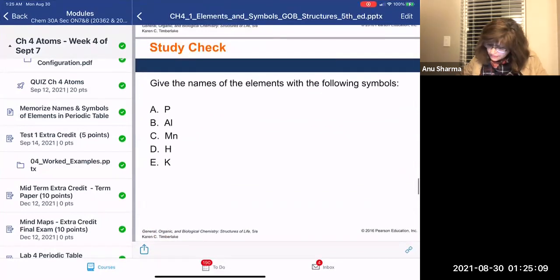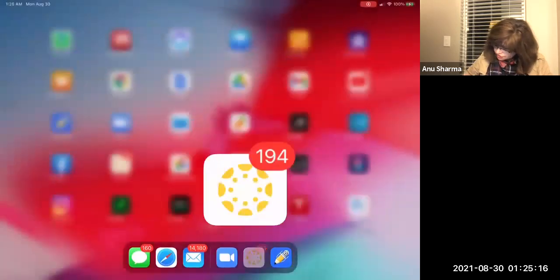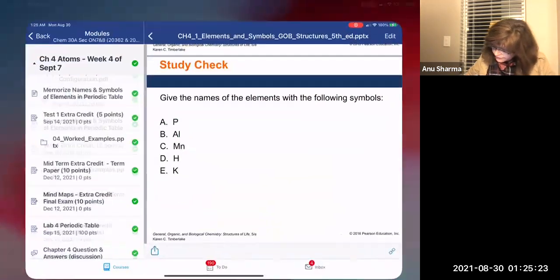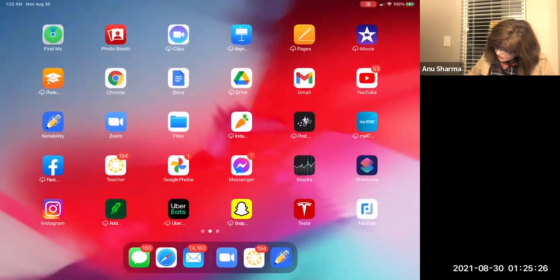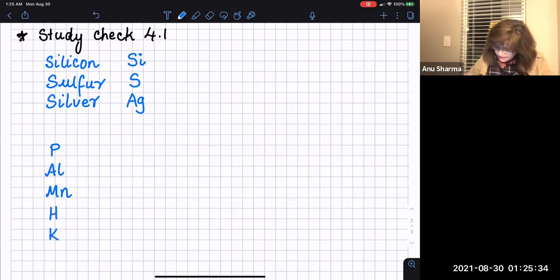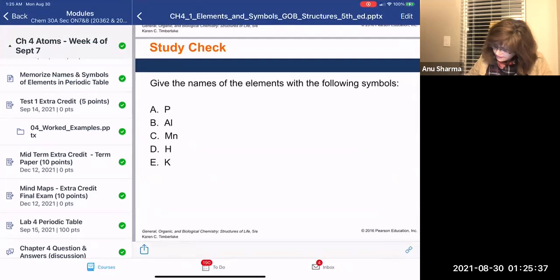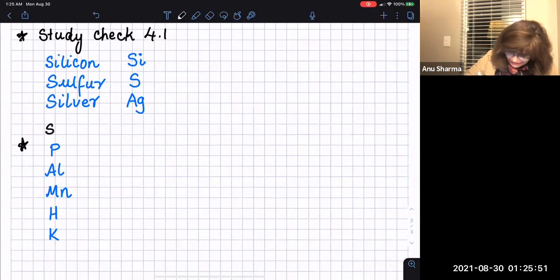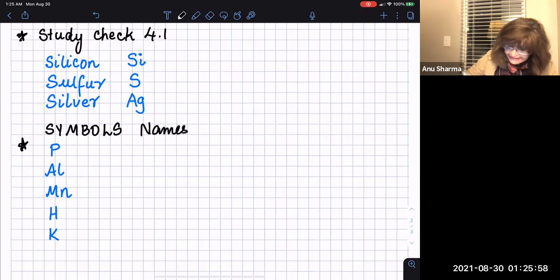Give the names of the elements with the following symbols: P, Al, Mn, H, K. So here, these symbols are given, and again, what are their names? If you write it, you will get it.